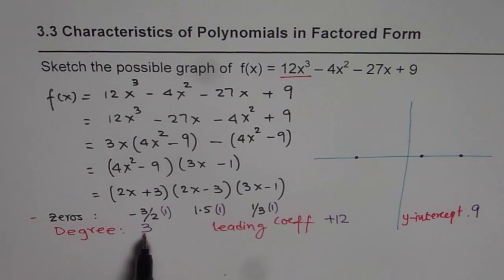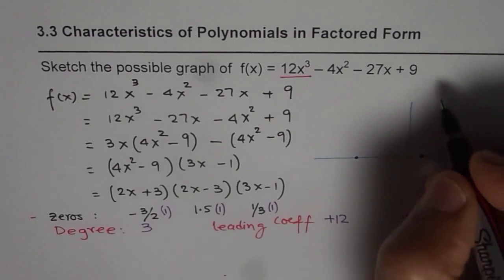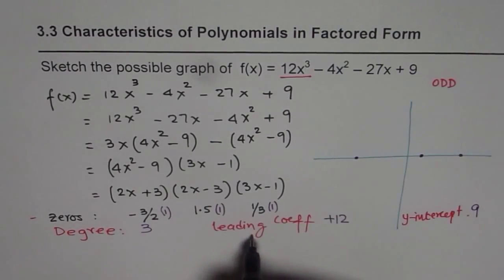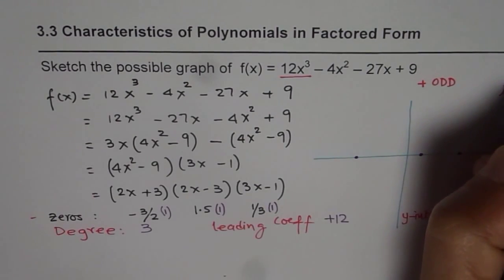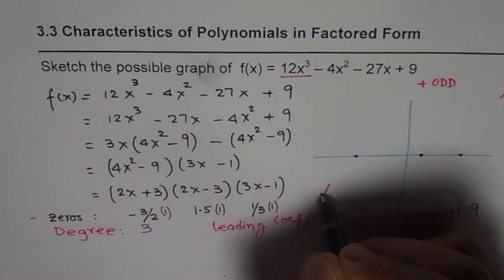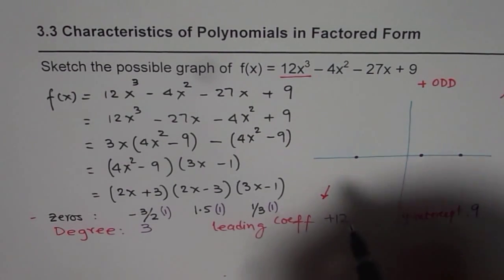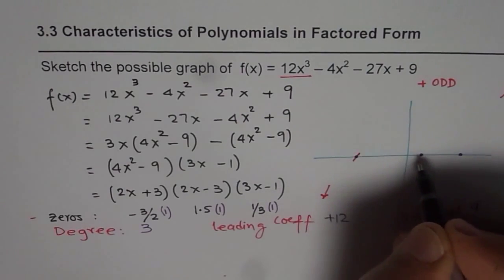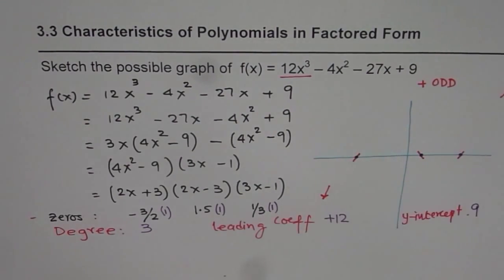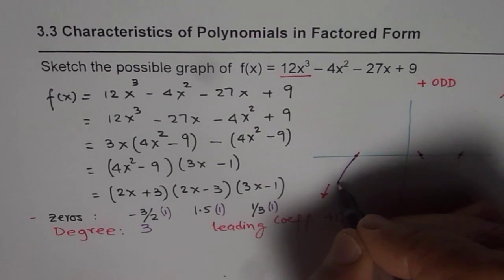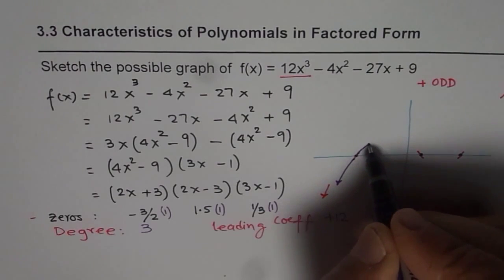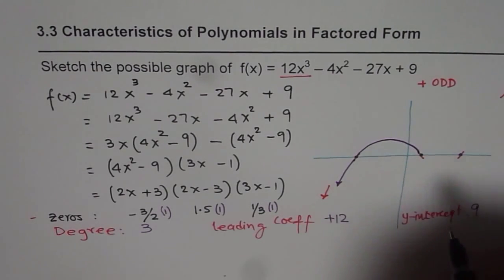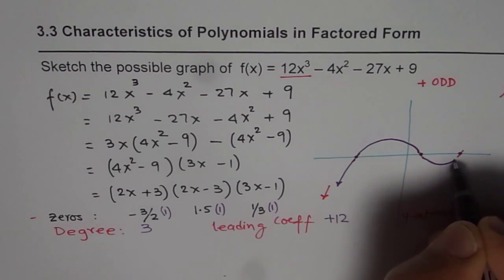Let's start with degree. 3 means an odd degree function, right? Leading coefficient positive means the right side is up. Odd means opposite ends. Do you see that? And then we have linear zeros, which means the graph will just cross here, it will cross here, and it is going to cross here. Connecting these points, we get the polynomial. So let's connect. Let's not bother about the y-intercept now. Once you connect, this is how you connect.